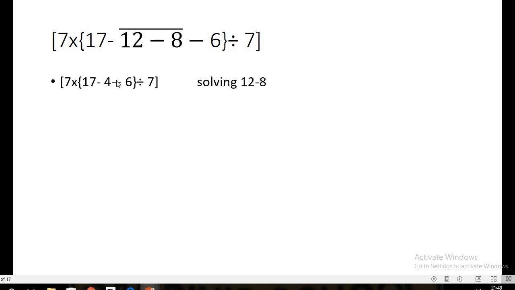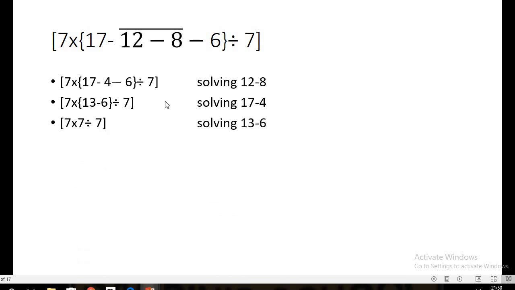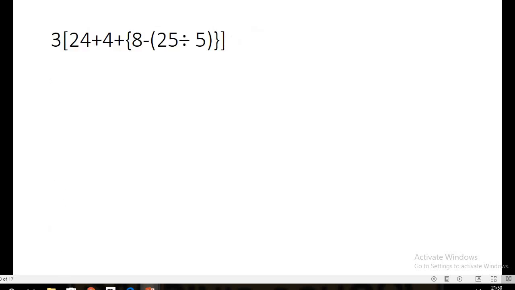Now within the curly bracket we will be doing the subtraction. So 17 minus 4 gives you 13 and 13 minus 6 gives you 7. Now the curly bracket vanishes, giving the answer 7. Now within the square bracket again we have two operations, multiply and division. So division will get preference over multiplication according to BODMAS. So 7 divided by 7 gives us 1, and this leaves us with 7 into 1 in the square bracket, which gives us 7 as the answer.